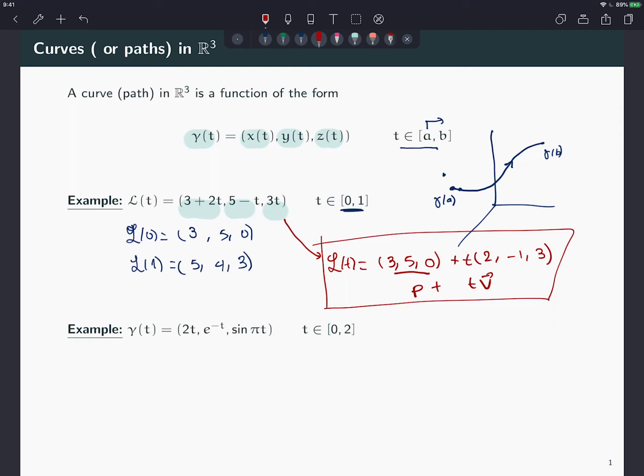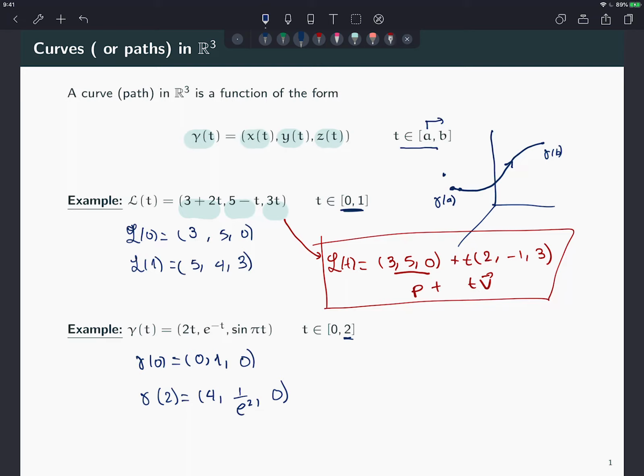But of course, they don't all have to be lines. In my second example here, I'm going to write who would be gamma of 0. The starting point would be 2 times 0. e to the 0 becomes 1, so I'm going to put a 1 in there. And sine of 0 is 0. My ending point is at 2, so gamma of 2 would be 4. e to the negative 2, so I'm going to write 1 over e squared. And sine of 2 pi would have been 0. So this connects those two points, but it's not going to be in a line, right?